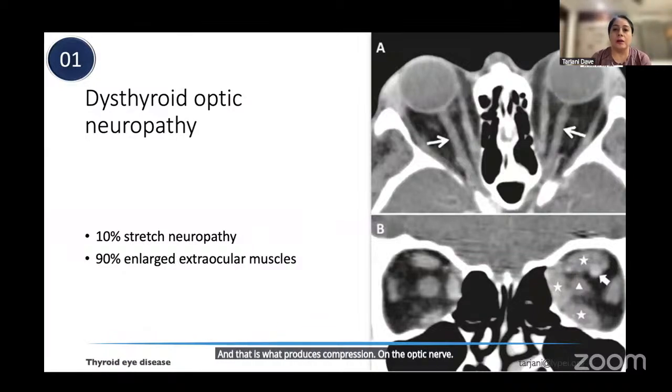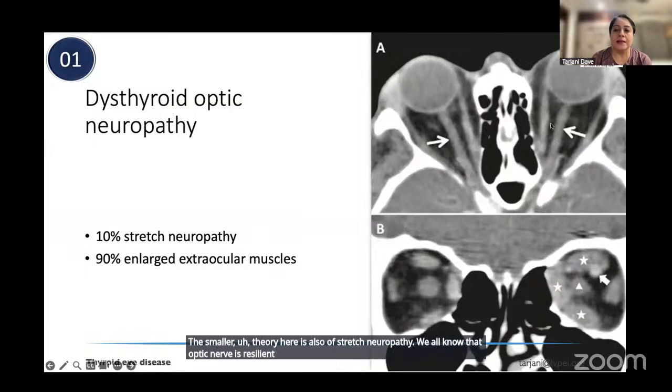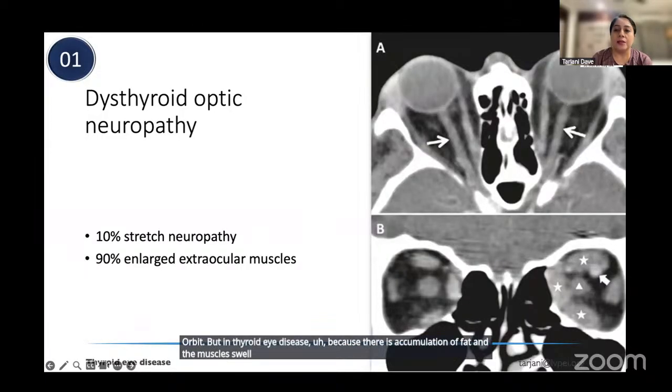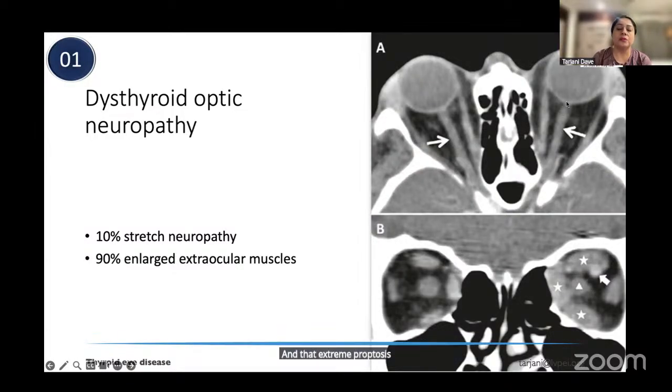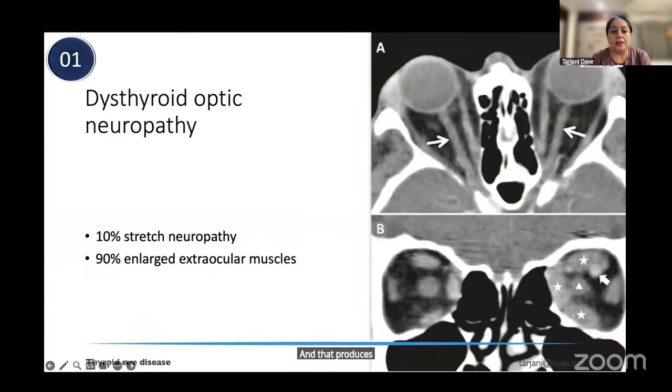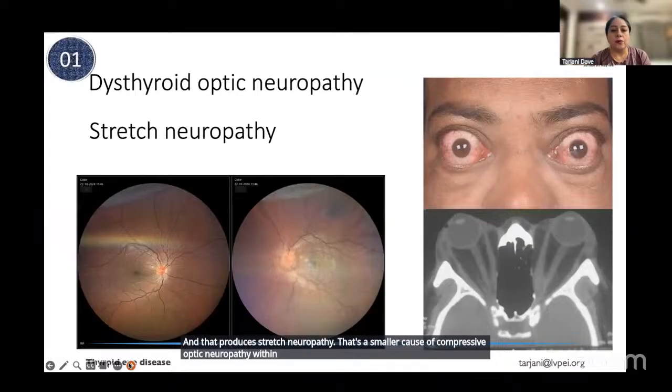The smaller theory here is also of stretch neuropathy. We all know that the optic nerve is resilient and it has a sinusoidal course in the orbit. But in thyroid eye disease, because there is accumulation of fat and the muscles swell up, there is proptosis, sometimes extreme proptosis, and that extreme proptosis produces a stretch on the optic nerve. The otherwise sinusoidal optic nerve now stretches, and that produces stretch neuropathy. That's a smaller cause of compressive optic neuropathy within the spectrum of thyroid eye disease.